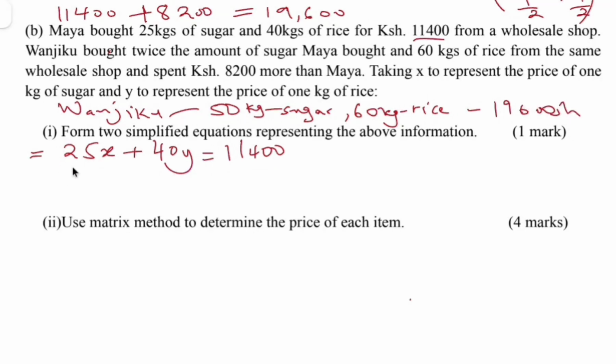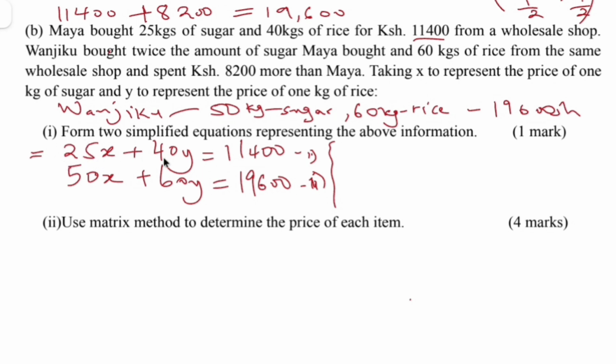So you can write its equation now. So you take 50 times your x, so 50x plus 60 times your y, 60y, equal to a total of 19,600. So this is equation 1, this is equation 2. But you can also simplify it, not that difficult. Better to simplify.